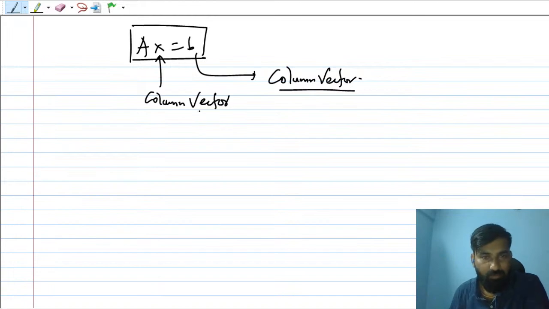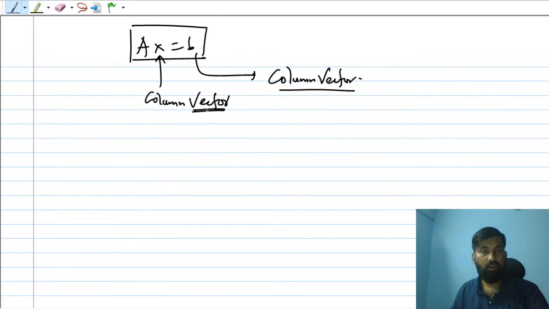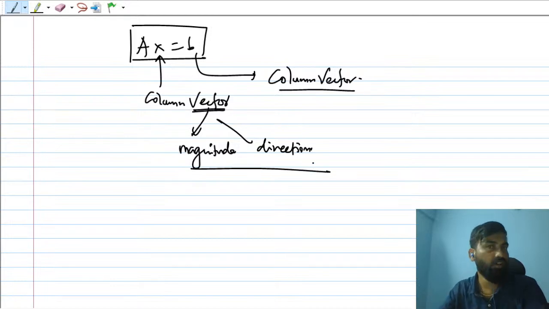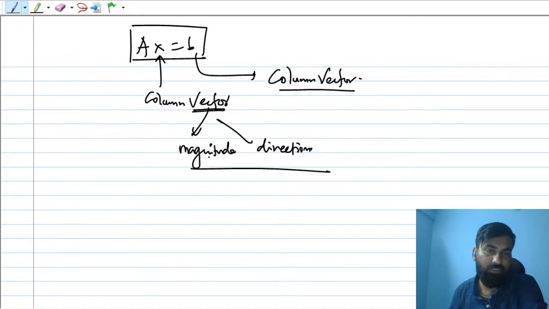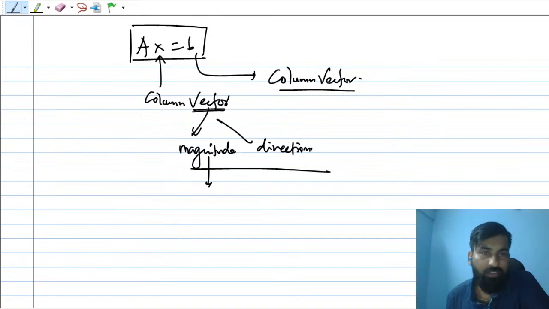So what is the meaning of a vector? Everybody knows that a vector can have magnitude and it can have direction. Direction is represented using an arrow, and magnitude is represented using the length of the vector. If you are representing the length of the vector, that gives you the magnitude. These are the very basic things which everybody knows.